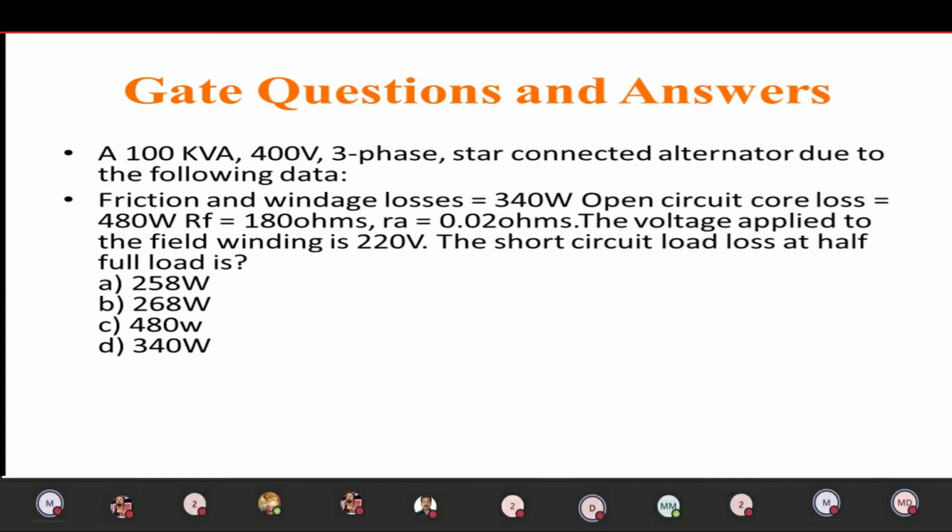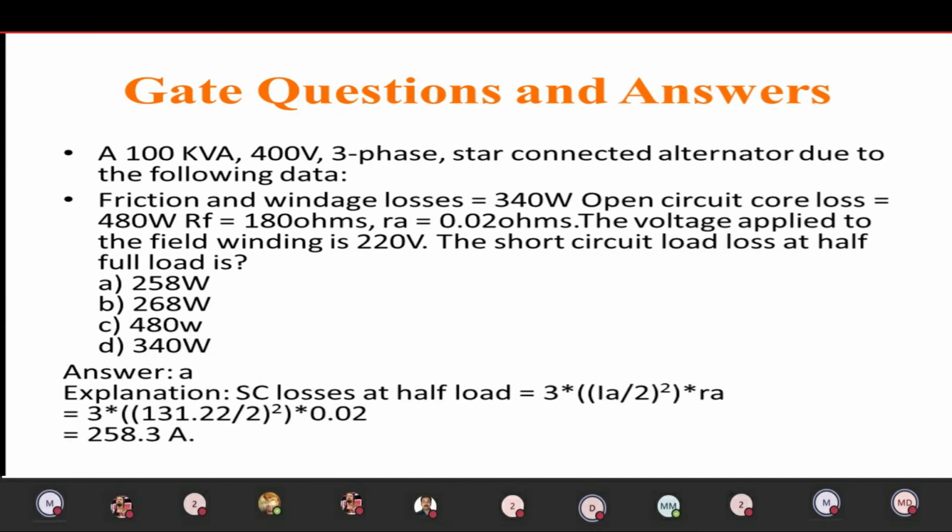So field winding means excitation. The short circuit load loss at half full load is what we need to identify. We have four different answers: 258 watt, 268 watt, 480 watt, 340 watt.